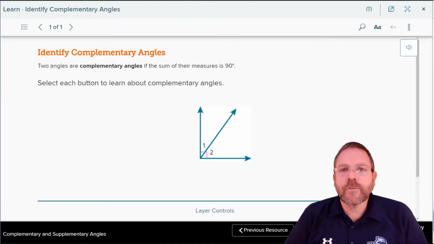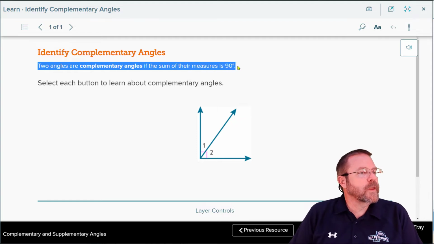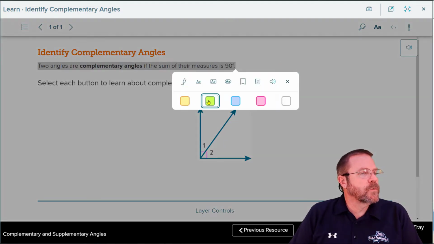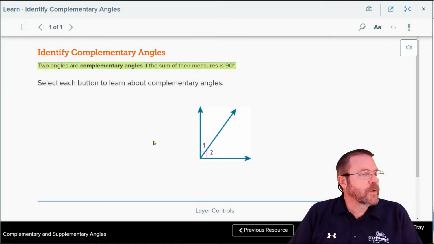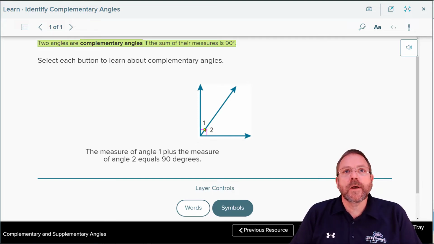And here's our first official definition. The definition is complementary angles. Two angles are complementary angles if their sum is equal to 90 degrees. I'm going to go ahead and highlight that in words. Measure of angle 1 plus the measure of angle 2 is equal to 90 degrees. And you notice this little red square they have here in the corner? That tells you it is a right angle. And of course, all right angles are going to be 90 degrees.